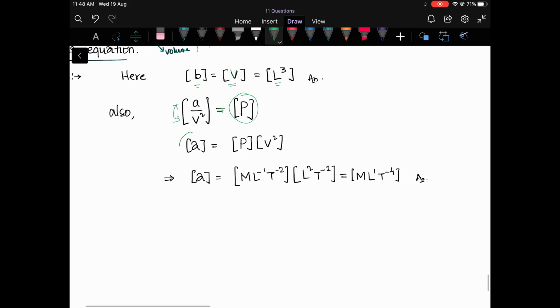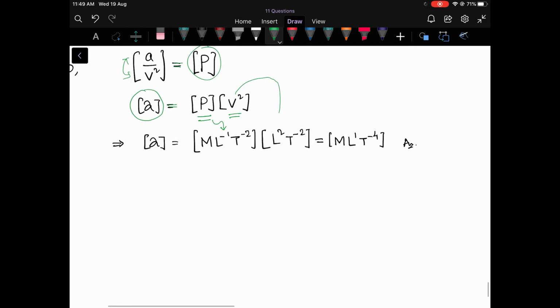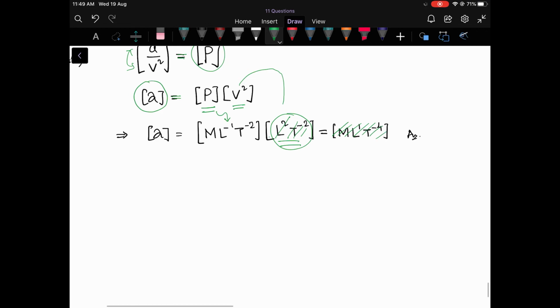So we can write the dimension of a by V square must be equal to the dimension of pressure. From here I can write the dimension of a must be equal to the dimension of pressure times the dimension of volume square. The dimension of pressure we have discussed earlier is this. Sorry, I made a mistake here. This is not the dimension of volume, this is the dimension of velocity square. So this is wrong here, so you need to make a correction in your notes.